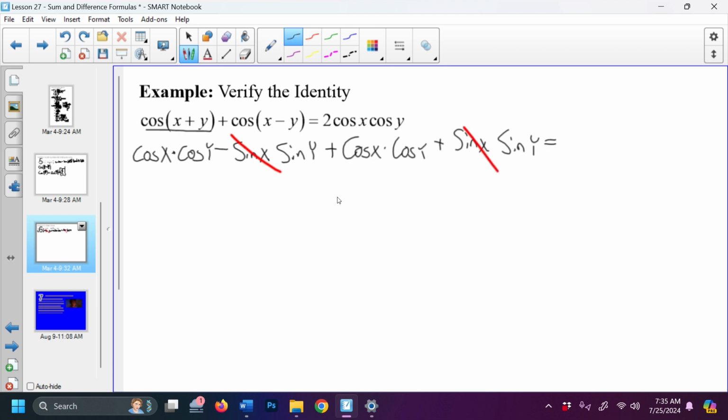Put an equals there. And that'll leave me with cosine x times cosine y plus cosine x cosine y. And since these two things are the same, I have 1 cosine x times cosine y plus another cosine x cosine y leaves me with 2 cosine x cosine y, which is what they're asking us to find. So we have verified that identity.